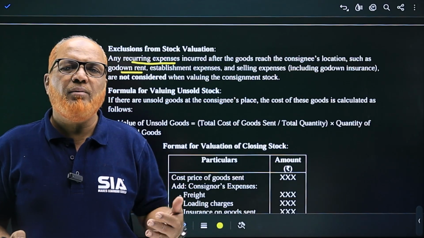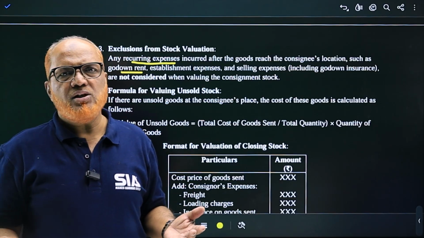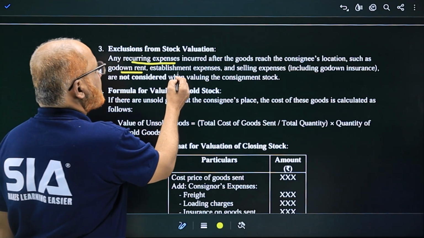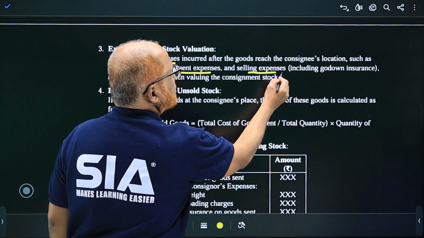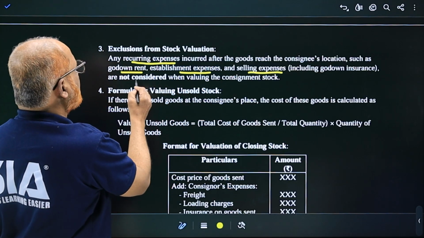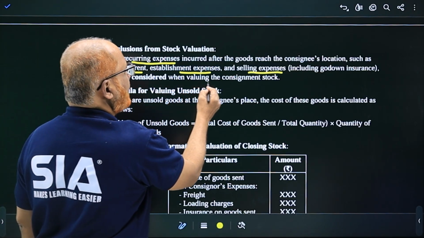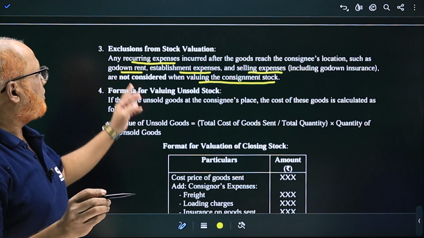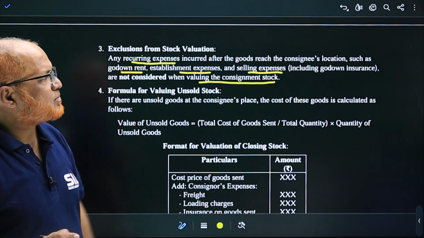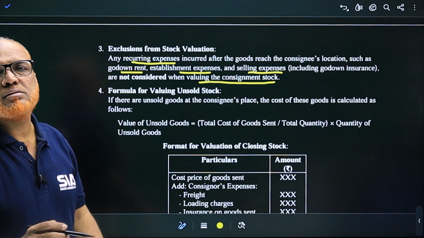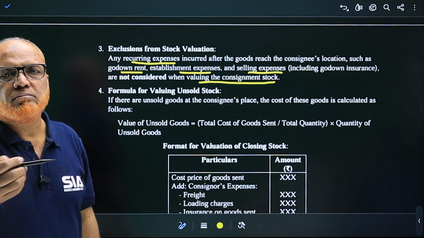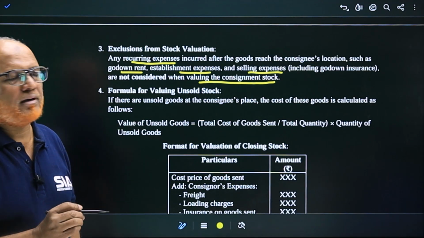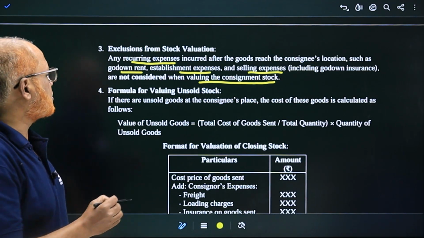Because rent is payable every month. It's a recurring, continuous expenditure. Establishment expenses and selling expenses, including godown insurance, are not considered when valuing consignment stock. These recurring expenses, for example godown rent, establishment expense, godown insurance, are recurring and indirect, and should not be included in the calculation of unsold stock.